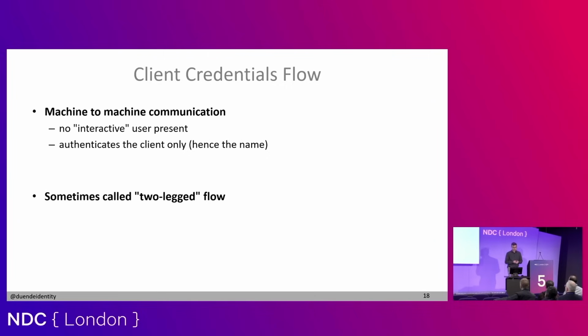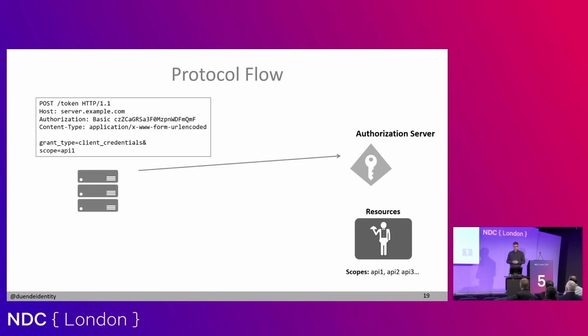The machine-to-machine communication is called the client credential flow. There is no user present, and it only authenticates the client. So how it works is that the client application posts a form-encoded request saying that, hey, I'm this client. It uses basic authentication with the client ID and client secret to say, hey, I'm this client, I can prove it.